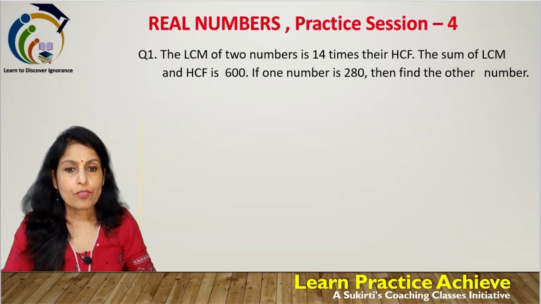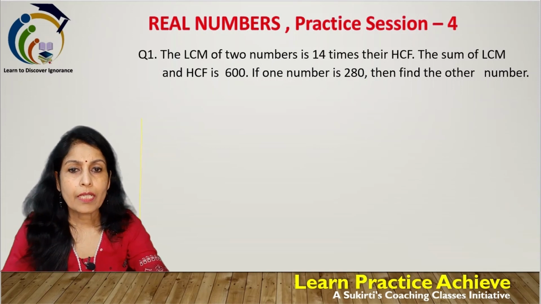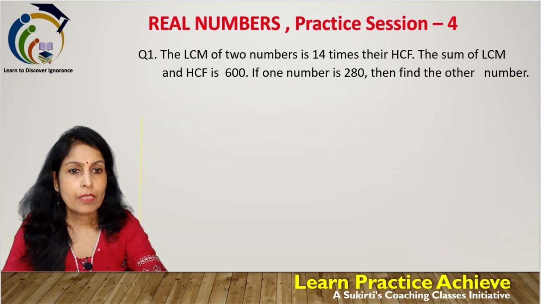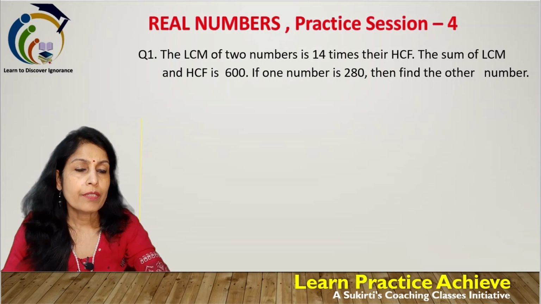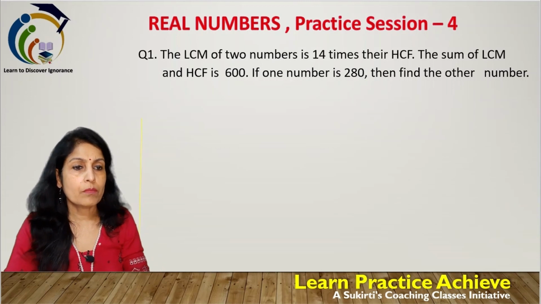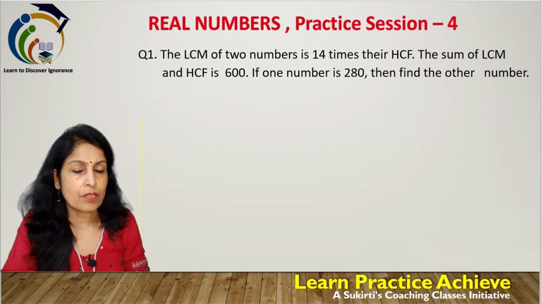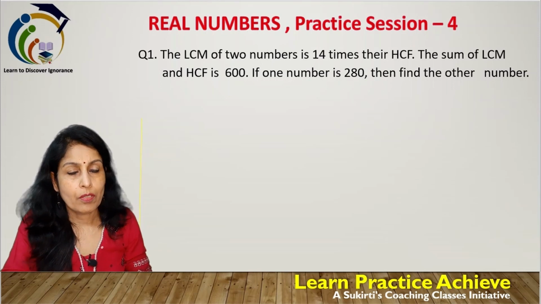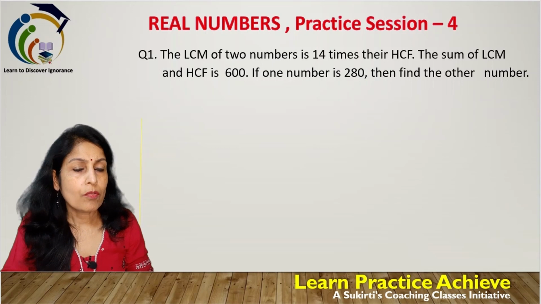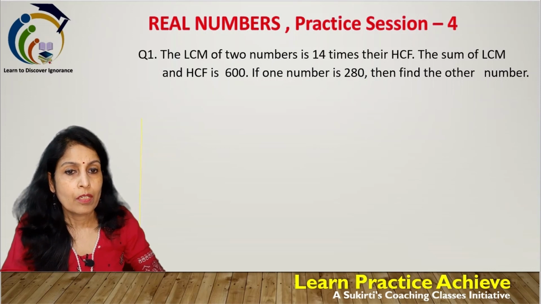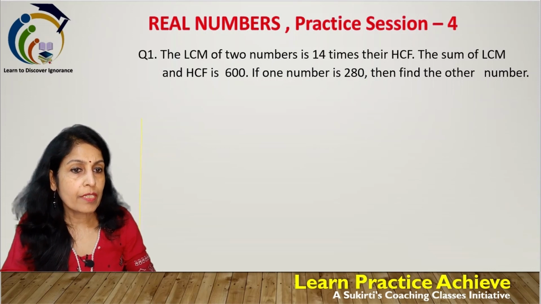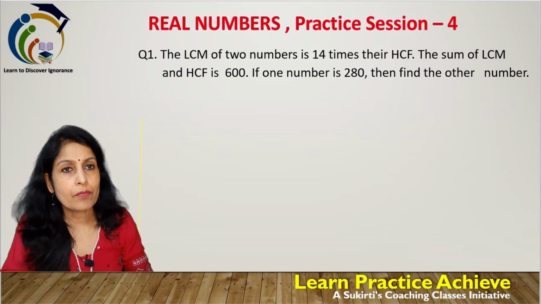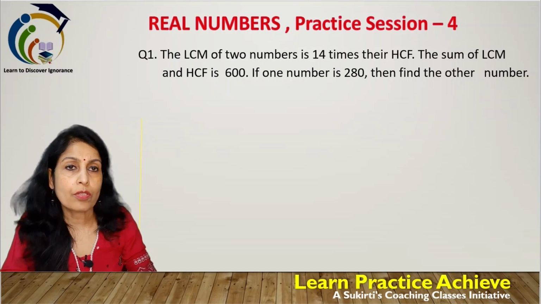Start with the first question: the LCM of two numbers is 14 times their HCF. The sum of LCM and HCF is 600. If one number is 280, then find the other number. First of all, write down what is given. The LCM of two numbers is 14 times their HCF. It means HCF is not given and LCM is based on HCF.